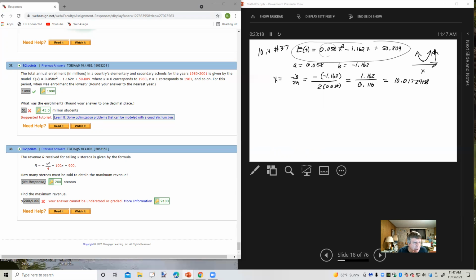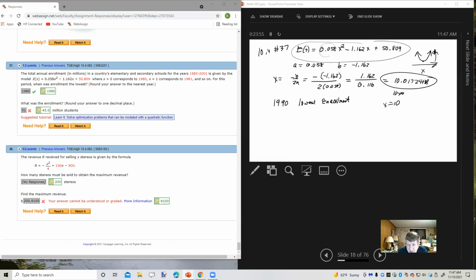Okay, now it says for this period, when is enrollment the lowest, round your answer to the nearest year. So rounding this to the nearest year, that would be 10 years, right? So X is 10, but recall that X equals 0 corresponds to 1980. So X equals 10 would correspond to 1990. So when was the enrollment the lowest? 1990. We'll say lowest enrollment.